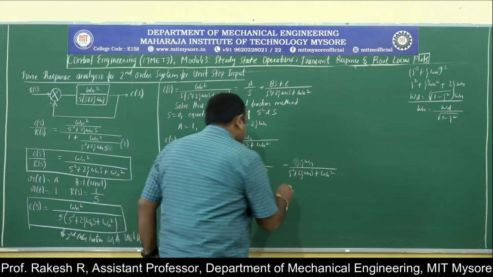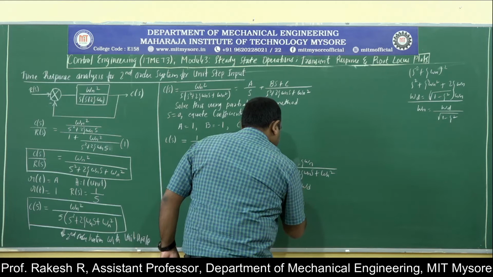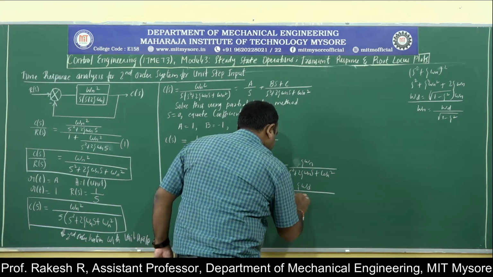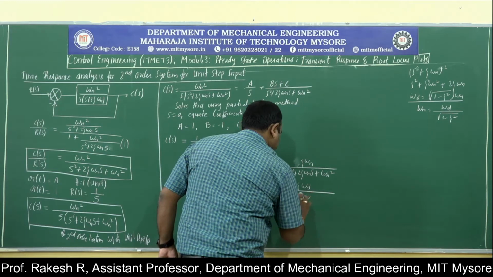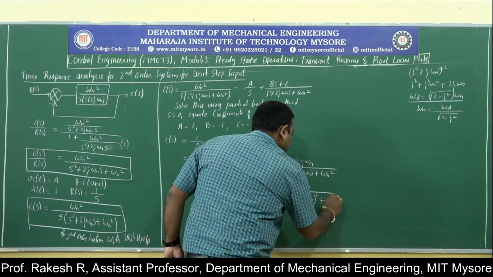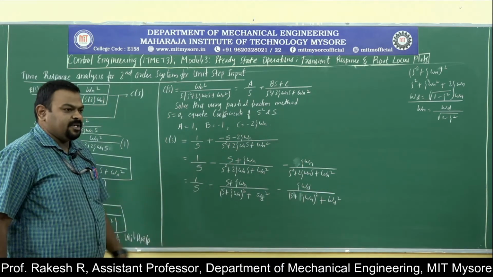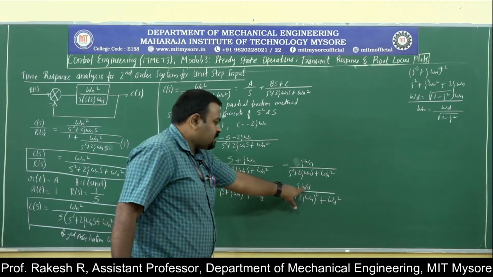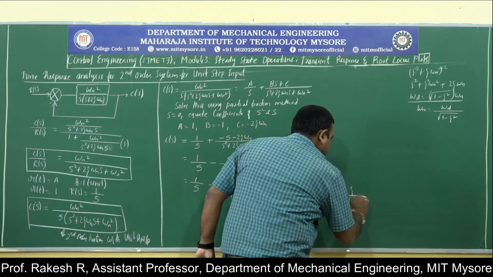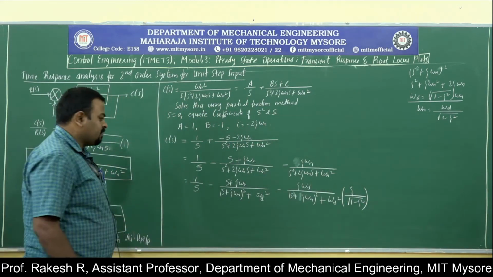Again, this also I will be expressing as zeta omega d divided by s plus zeta omega n whole square plus omega d square. So the same expression, and since I have replaced omega n with omega d, zeta divided by square root of 1 minus zeta square will be there here.